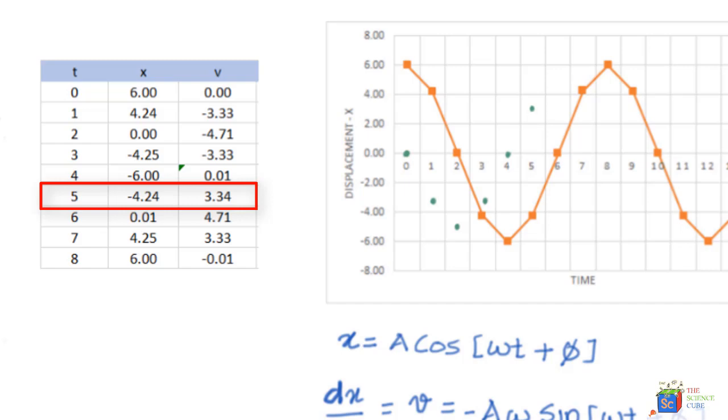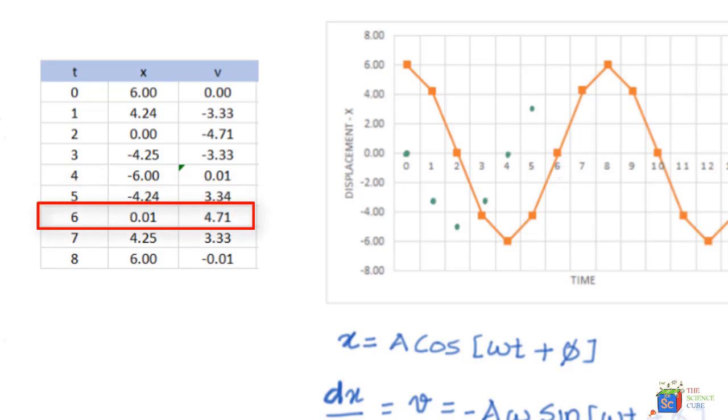And at t equal to 6 seconds, its velocity is 4.71 meters per second, which is again the maximum velocity, because you can see at t equal to 6 seconds, the mass has again come back to its equilibrium position where the velocity is maximum. So it should be somewhere over here, 4.71 meters per second.